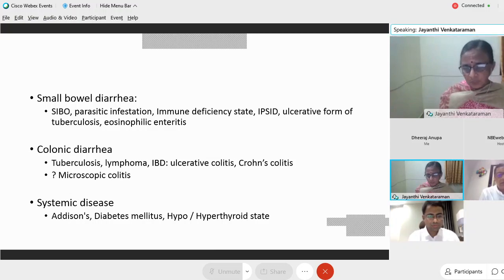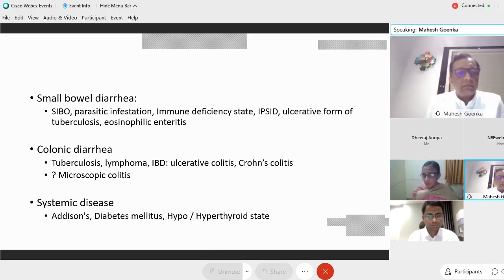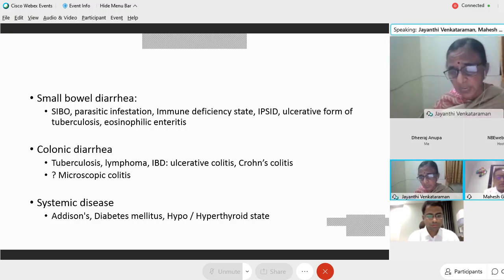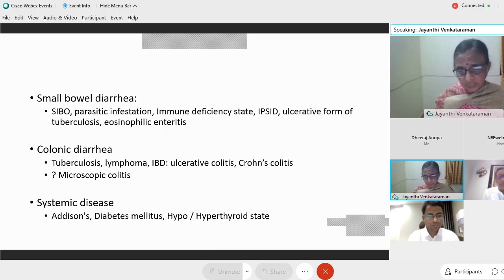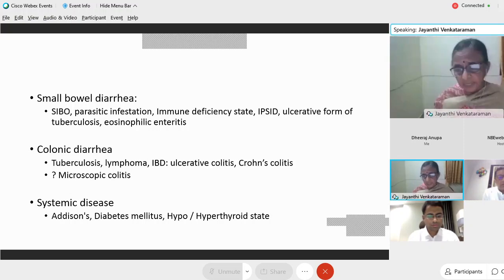You can consider a lymphoma. You have to consider, as sir rightly said, IBD, ulcerative colitis, Crohn's colitis, microscopic colitis, but weight loss and loss of appetite will not be there. In small bowel, you'll consider parasitic infestation, immune deficiency state, very important, IgA deficiency, ulcerative forms of tuberculosis. In patients who are immune deficient, ulcerative forms can present in this manner. And do not forget eosinophilic enteritis. That is a mucosal form. And never ever forget systemic disorders like Addison's disease presenting with diarrhea, diabetes, hypo or hyperthyroid state.